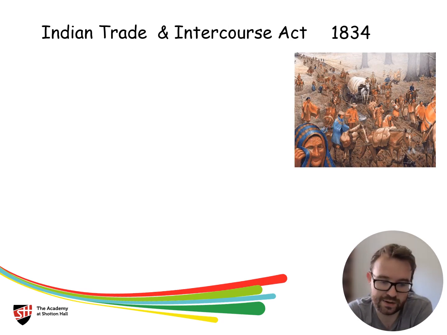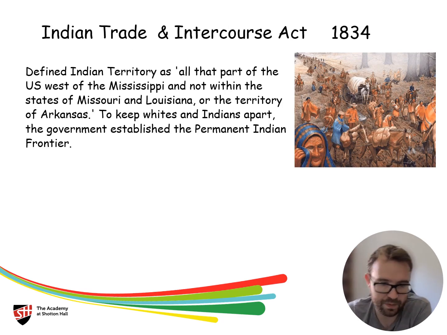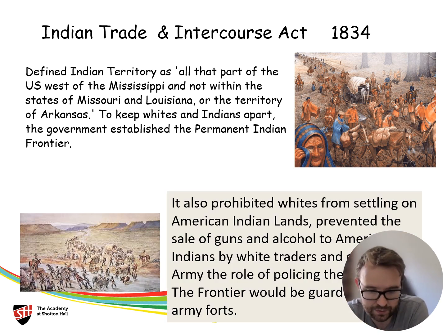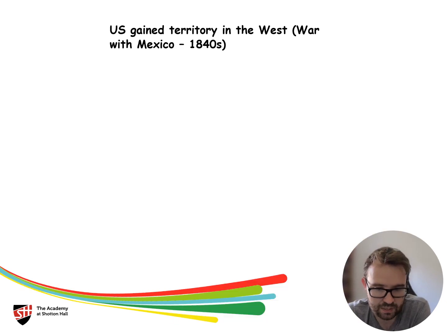Then you get the Trade and Intercourse Act. So this basically sets up the permanent Indian frontier. This establishes it. It sets forts along the line, and it sets military patrols as well. And again, it keeps them apart. It also bans trade of guns and alcohol between the two. So that's our next important act. Make sure you make notes of it.